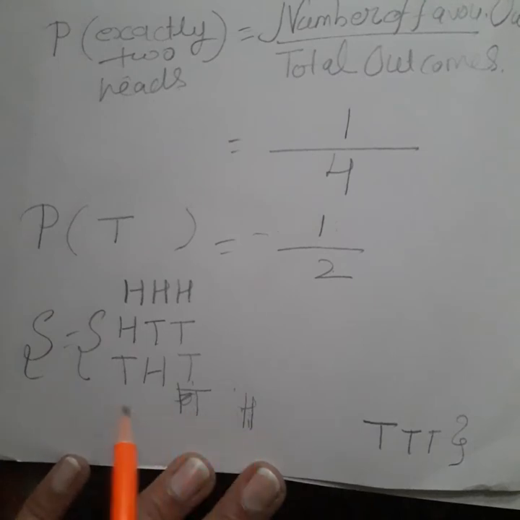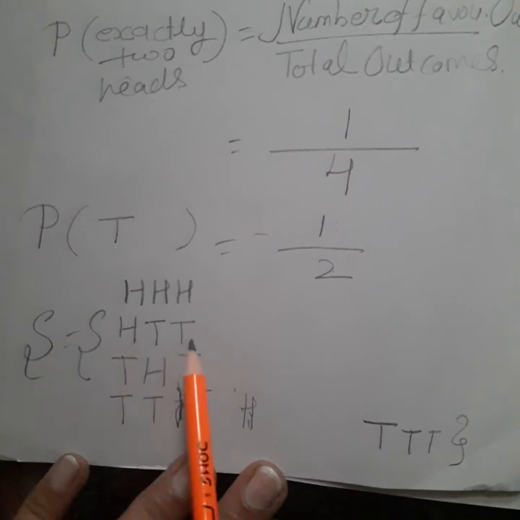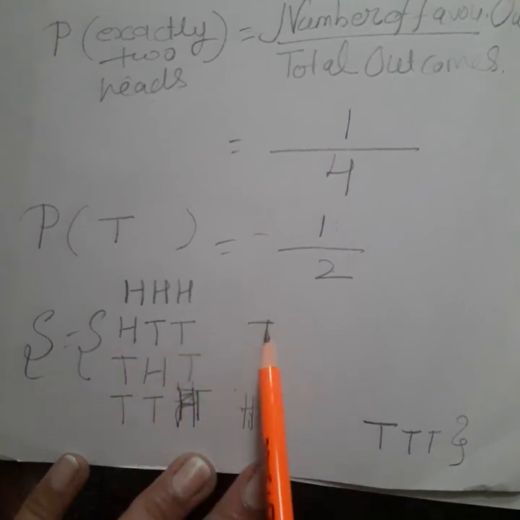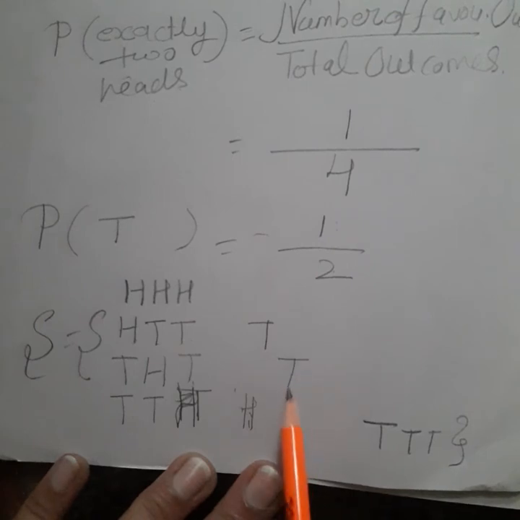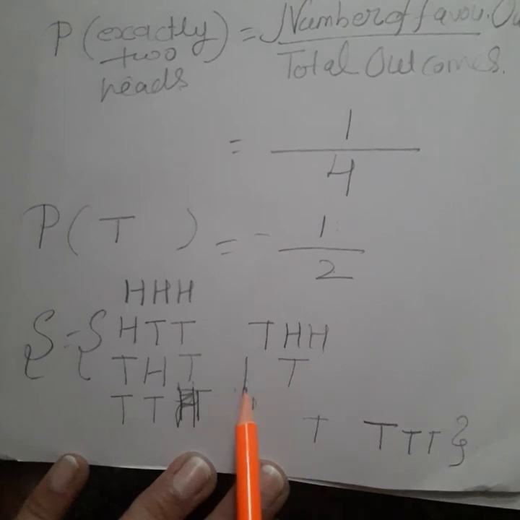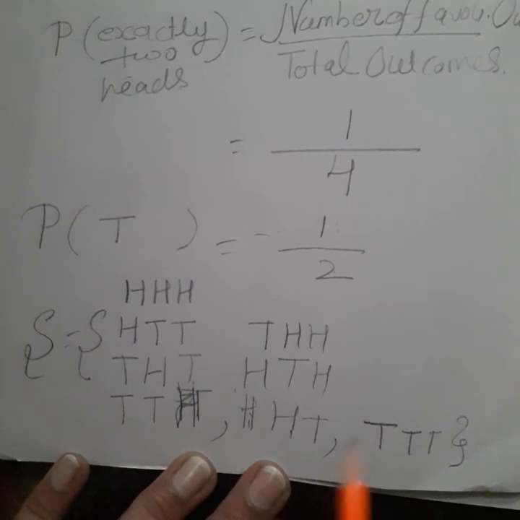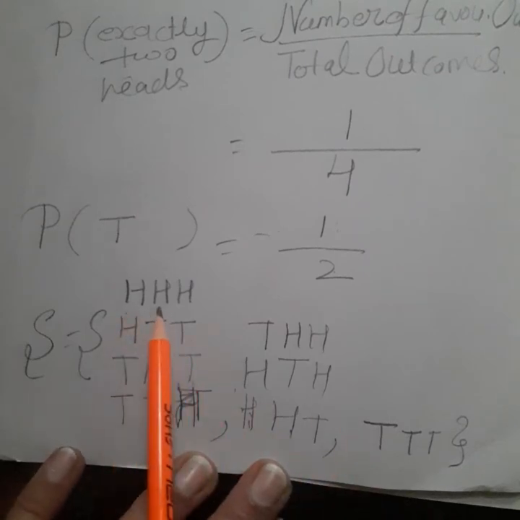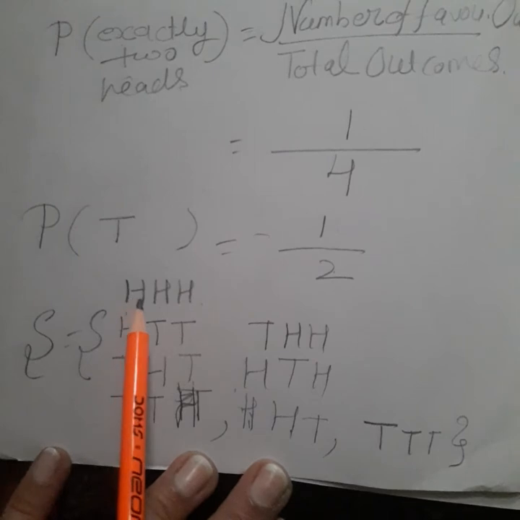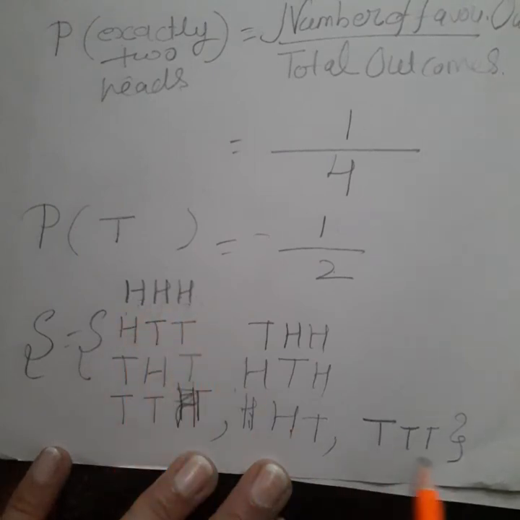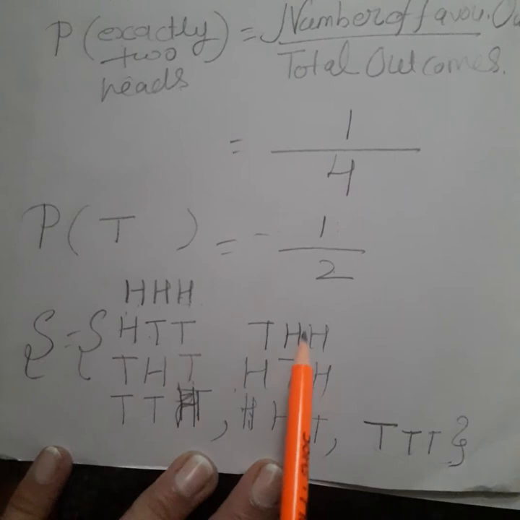In the same way, at the first and second place you get tail, and on the third place you get head. And the same possibility is that you get tail on the first place, and head on the remaining places. In this way you get all the possibilities of tossing three coins at a time, meaning you get head on all three, or tail on all three, and all these other possibilities.